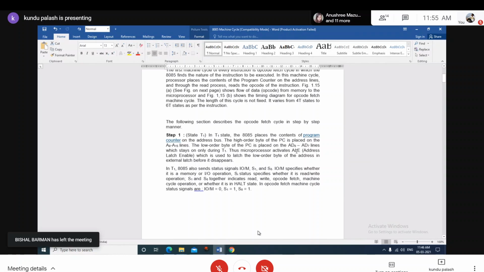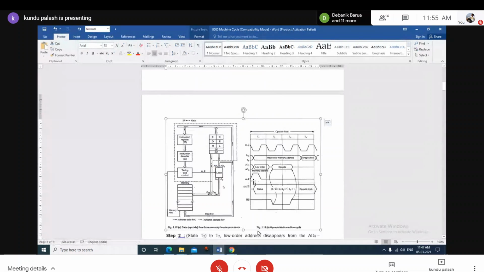Thus, the microprocessor activates the ALE, address latch enable signal, a timing control signal which is used to latch the address byte in the external latch before it disappears. Now see, over the T1 state the ALE signal will be pulsed for this duration. But over the following T states of the M1 machine cycle, there is no transition of the ALE signal, which means only this time is allocated so that the lower order address signals will be latched with the help of the external latch.